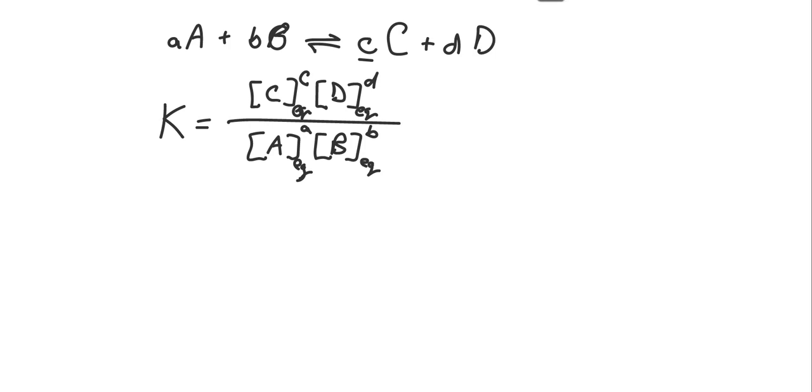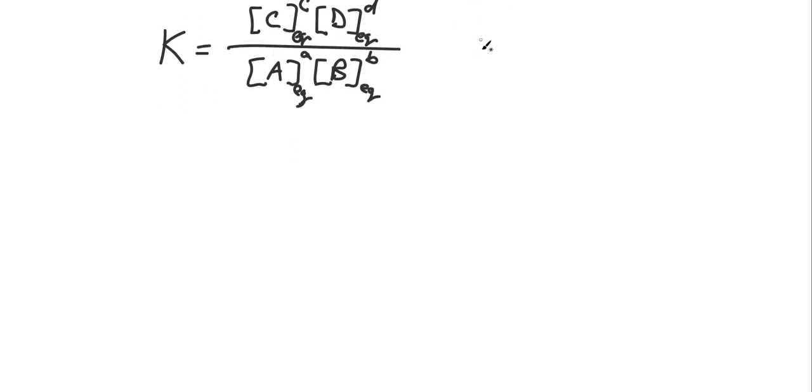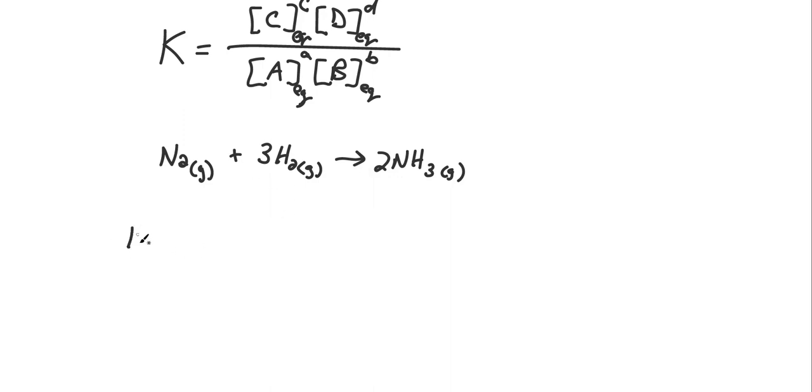Okay, looking at the on your own problem here, let's scroll that down just a little bit, give us a little more room to work with. So we've got the following reaction. We've got nitrogen gas reacting with hydrogen gas. Will give us ammonia, also a gas.